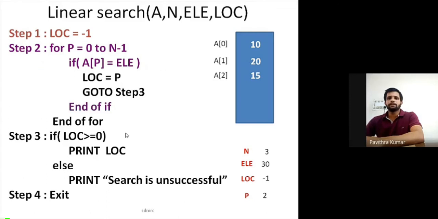P is going to be incremented. Right now it is 2. It is going to be incremented to 3. But according to our for loop, it can go up to n minus 1. Now 3 is beyond n minus 1. You are going to end the for loop. Directly jump to end of for. After this, I will go to step number 3.